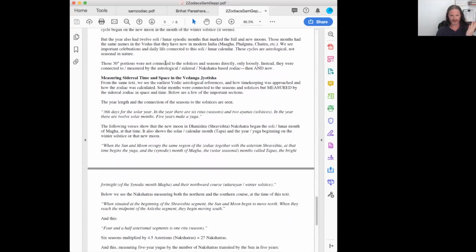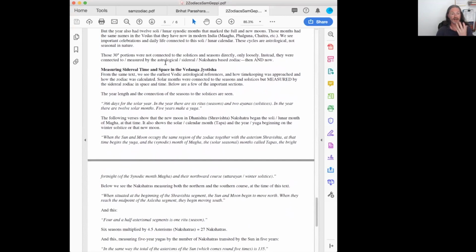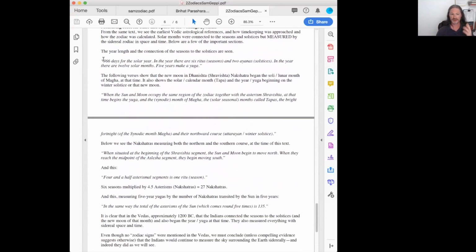Yeah, so you can see. Again, this is from the Vedanga Jyotisha, or from the Yajur Veda, the Krishna Yajur Veda. Now, from the same text, we see the earliest Vedic astrological references and how timekeeping was approached and how the zodiac was calculated. Solar months that we just looked at were connected to seasons and solstices, but measured by the sidereal zodiac in space and time. So here are a few important sections. The year length and the connection of the seasons to the solstices are seen. 366 days for the solar year. In the year are 6 ritus or seasons, 2 ayanas or solstices. In the year there are 12 solar months, 5 years make a yuga.